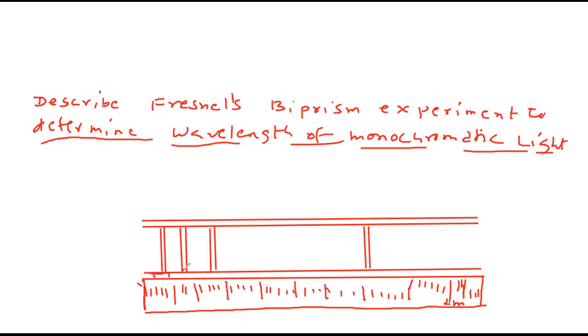Four stands. Draw the diagram properly. R1, R2, R3, R4.